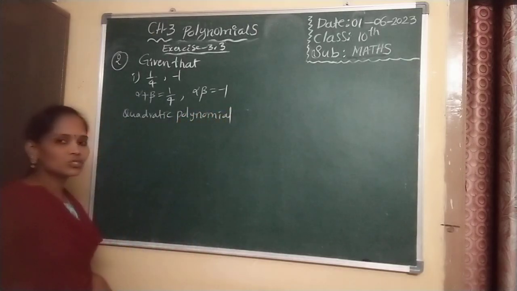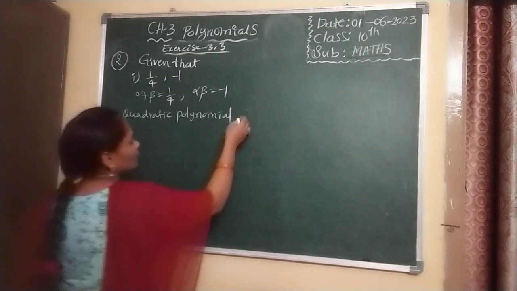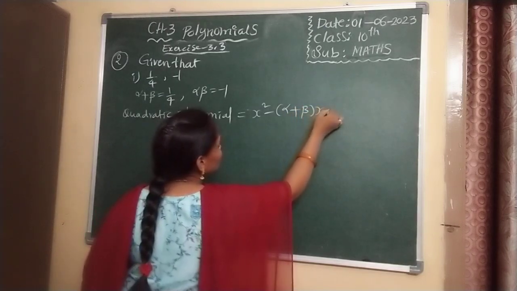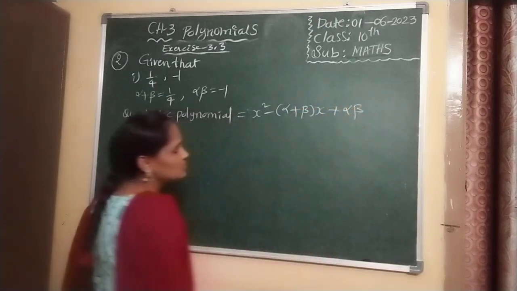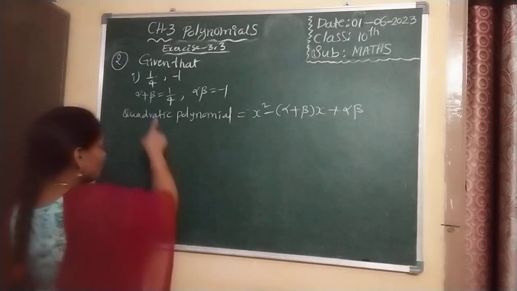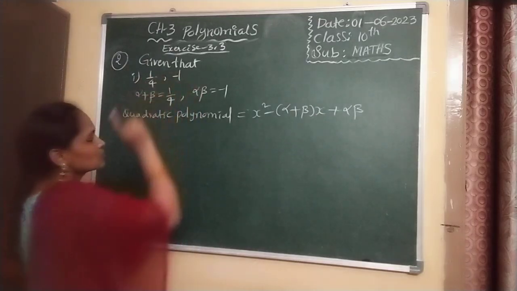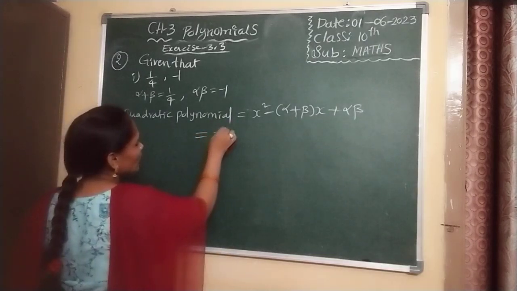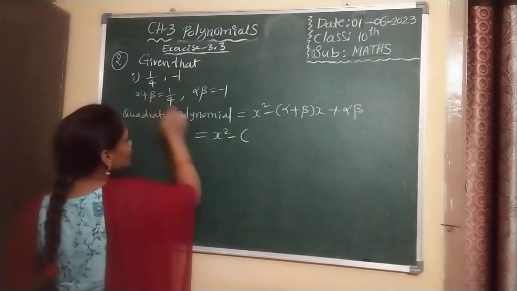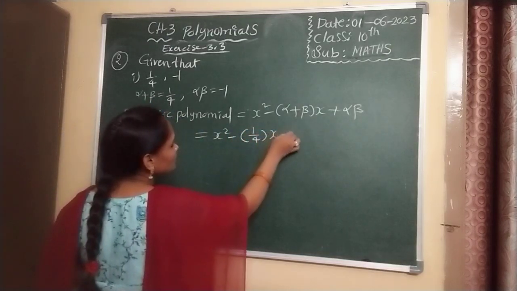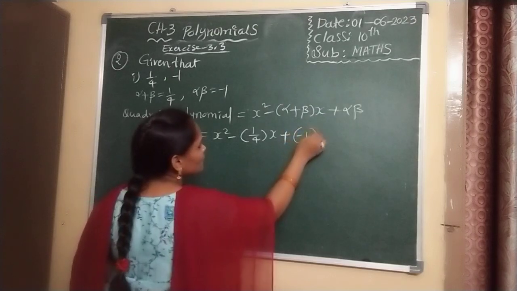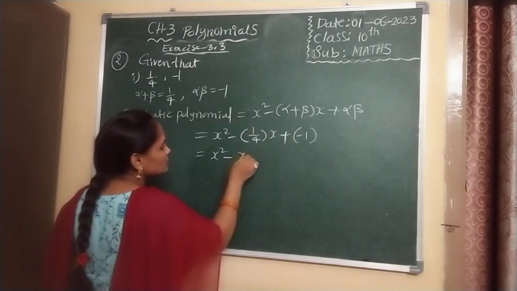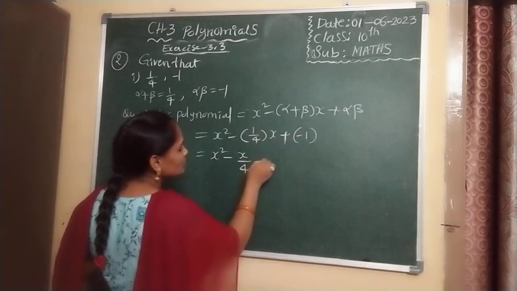If you know the sum of zeros and the product of zeros, then we have the formula x square minus of alpha plus beta into x plus alpha beta. This is the general quadratic polynomial. If they give the sum of zeros and product of zeros, we should use this formula. Now x square minus of alpha plus beta, 1 by 4, into x plus alpha beta, minus 1. So x square minus 1 into x by 4 plus minus 1.